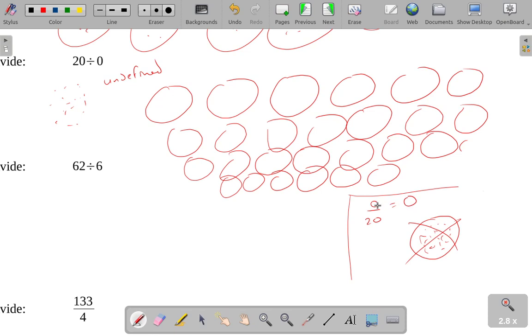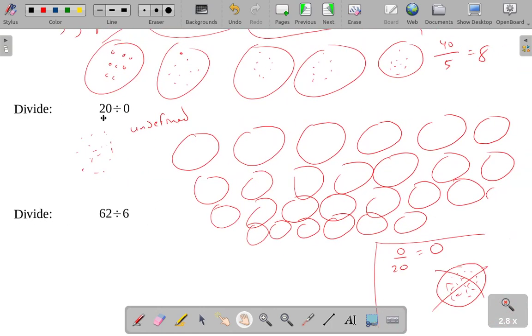I can take 0 dots and divide them into groups of size 20. I just get 0 groups there. Let's compare this to 20 dots and dividing them into groups of size 0. No matter how many groups I have, I still have 0 dots. I'm never able to get up to those 20 dots. It's a little bit weird.